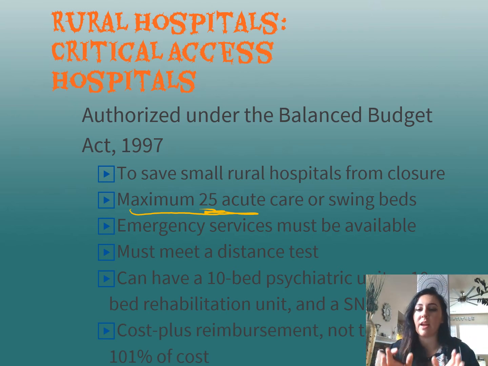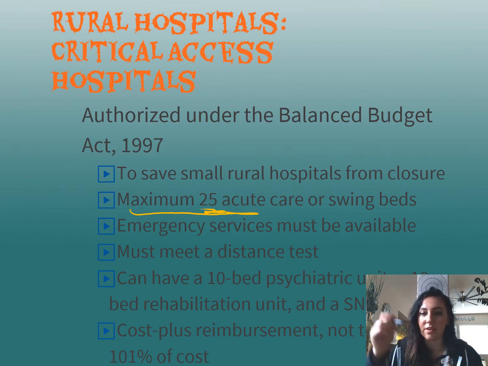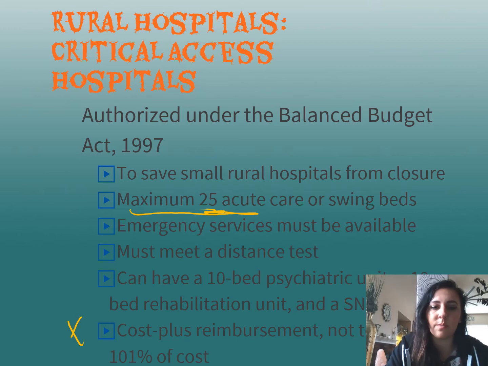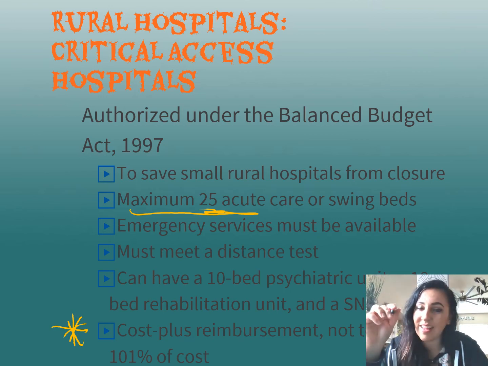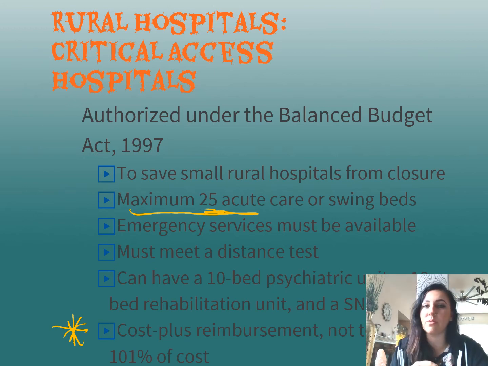One really cool thing that I want you guys to take note of, and I know I'm kind of blocking it, is the last bullet point down here on this slide, where it says cost plus reimbursement, not to exceed 101% of the cost. So the government allowed these rural hospitals to switch back and use the old cost plus reimbursement system that they had before prospective.